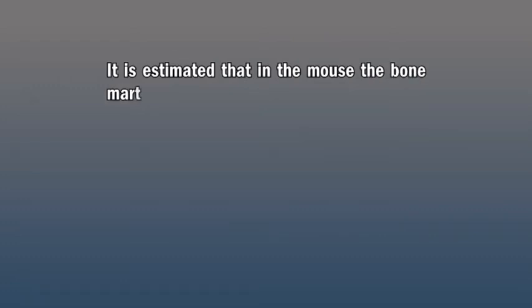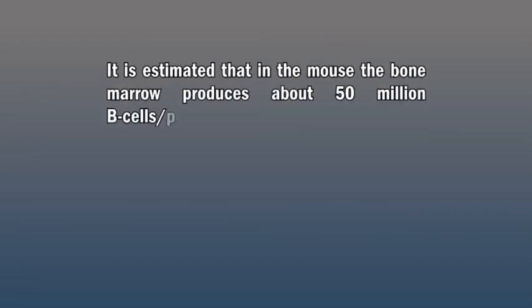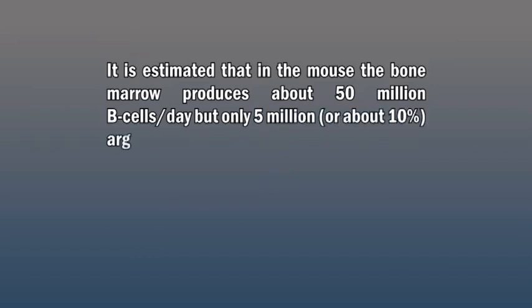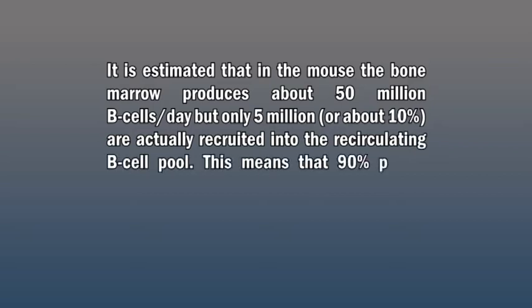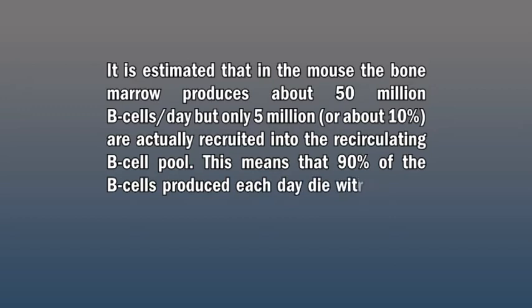B cell selection in bone marrow. It is estimated that in the mouse, the bone marrow produces about 50 million B cells per day, but only 5 million, or about 10%, are actually recruited into the recirculating B cell pool. This means that 90% of the B cells produced each day die without ever leaving the bone marrow. This loss is attributable to the negative selection and subsequent elimination, or clonal deletion, of immature B cells that express autoantibodies against self-antigens in the bone marrow.